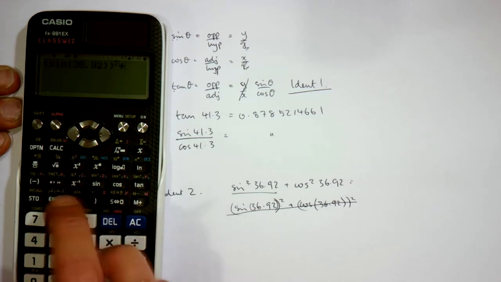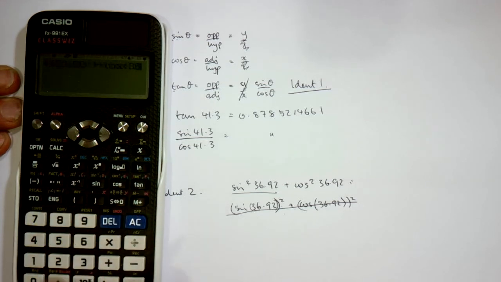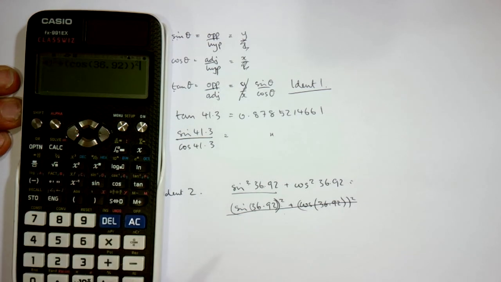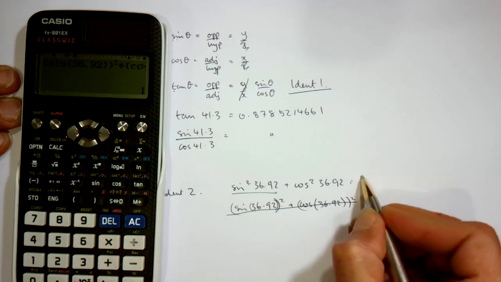I'm going to add bracket cos 36.92 bracket, square it. When we press the equals, it should be 1. Oh, weird that.